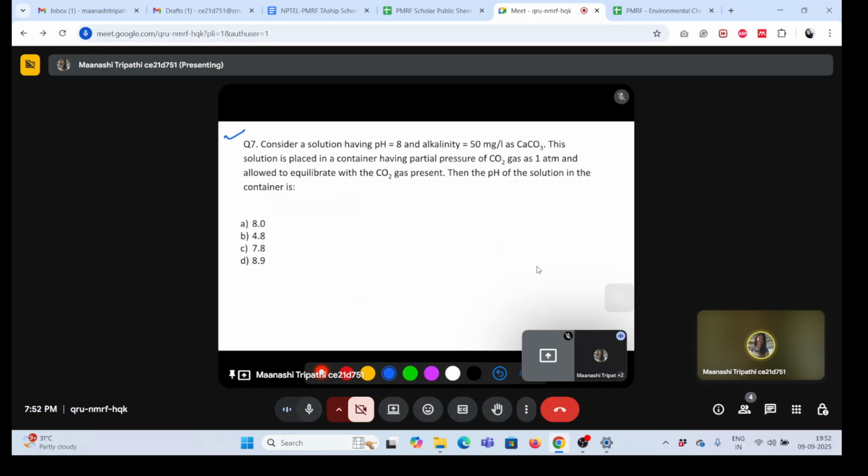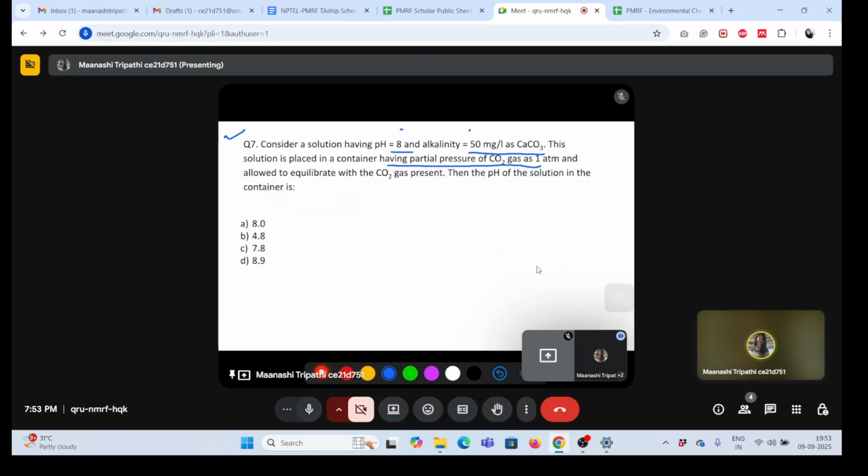Coming to the second last question. Consider a solution having pH 8 and alkalinity 50 mg per liter as CaCO3. This solution is placed in a container having a partial pressure of CO2. So it is open to the atmosphere. Then what is the pH of the solution in the container? This is a very simple question. We have pH 8, we have alkalinity, and the partial pressure of the gas is there. Now what will be the new pH of the solution?